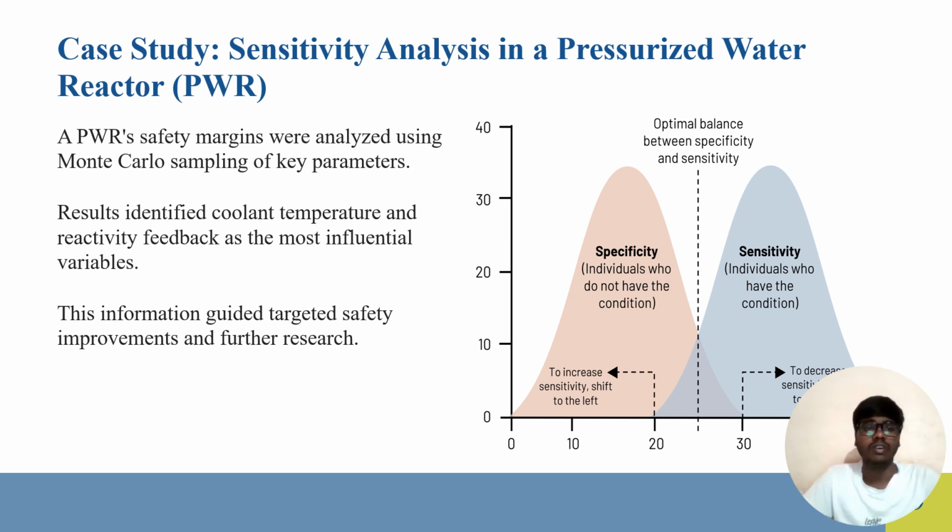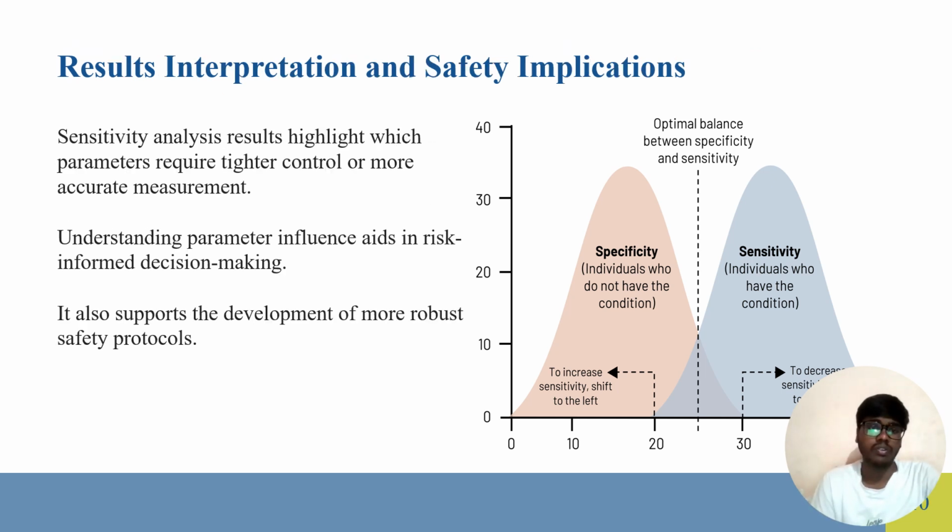Now let us discuss the result interpretation and safety implication. Sensitivity analysis results highlight which parameters require tighter control or more accurate measurement. Understanding parameter influence aids in risk-informed decision making. It also supports the development of more robust safety protocols.